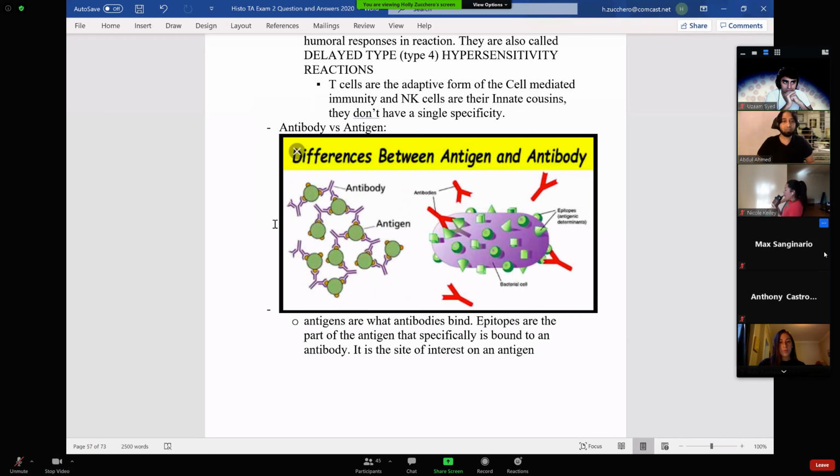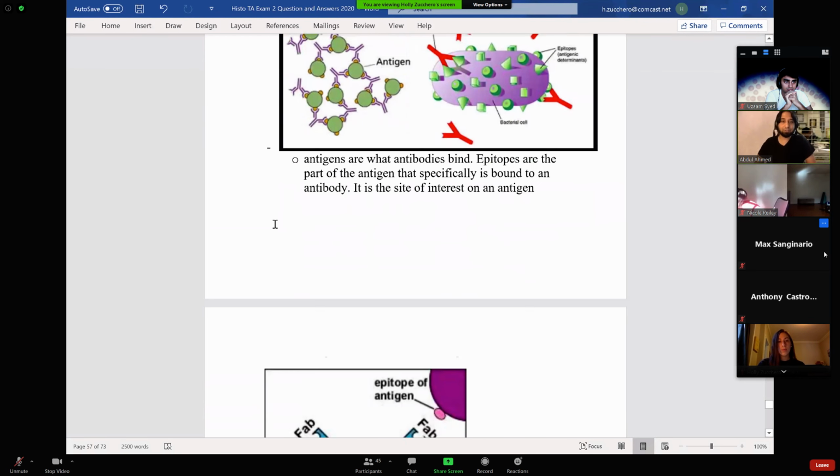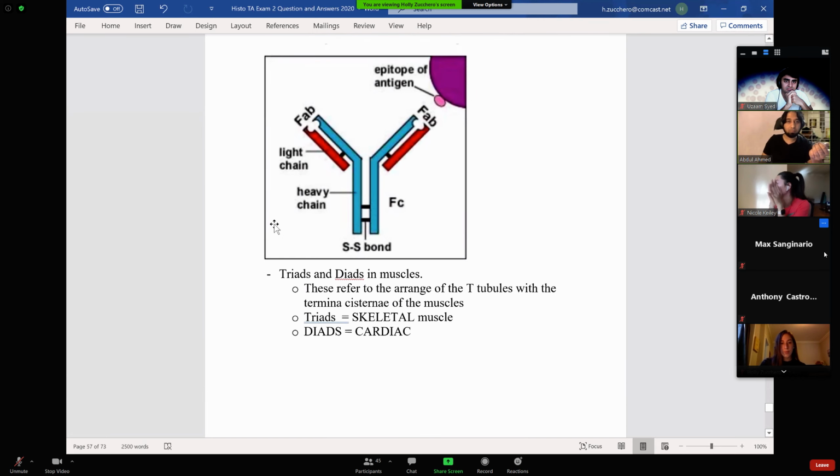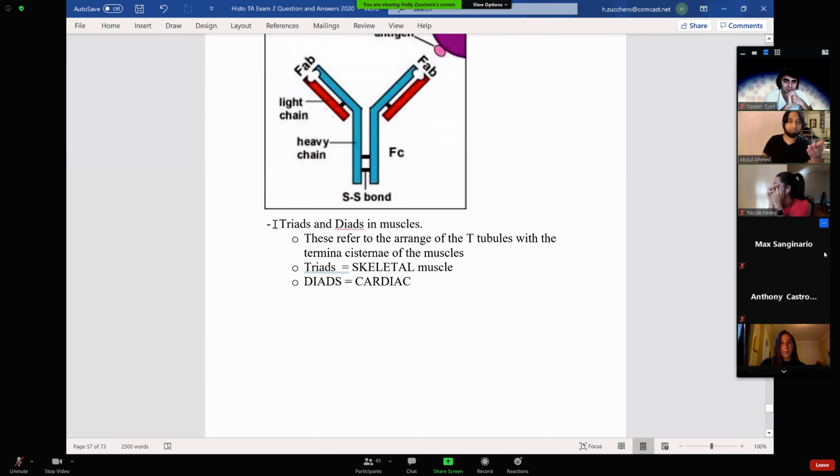All right, when it comes to antibodies and antigens, know that antibodies bind to an antigen. These antigens tend to be on the outside of whatever bacteria. These specific regions are called epitopes. Know about them. Dr. Mickle will bring them up again. These are the specific binding areas for the antibodies. Let's go down. Yeah, okay, so these are FAB arms and FC arms.